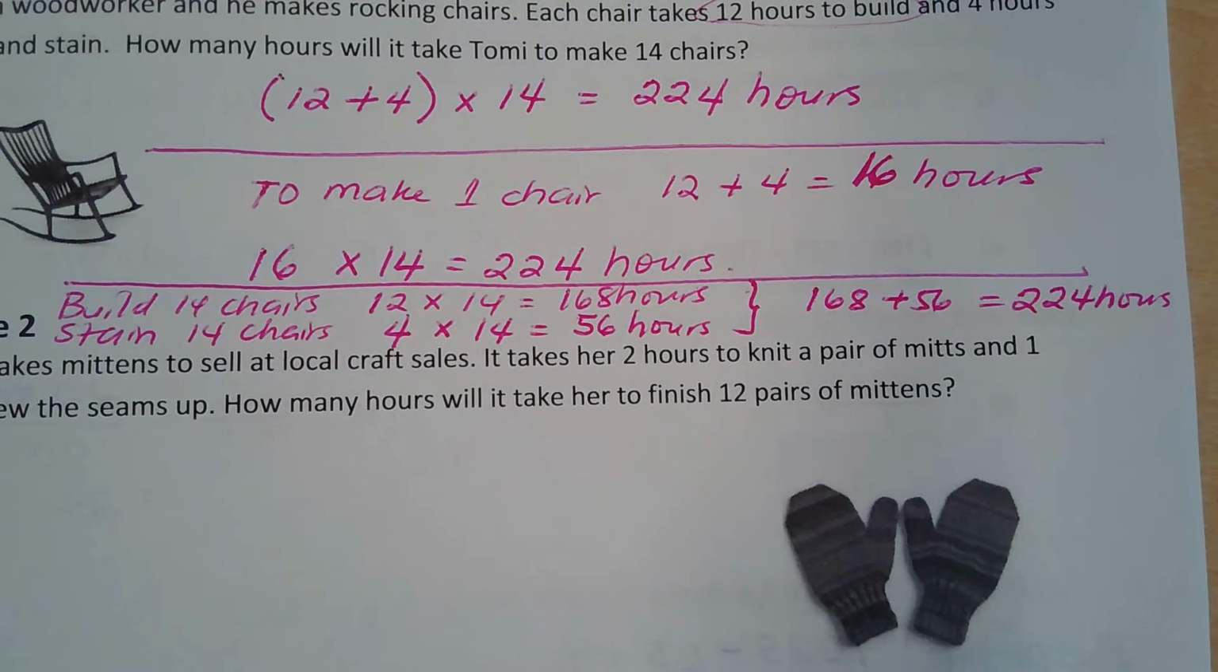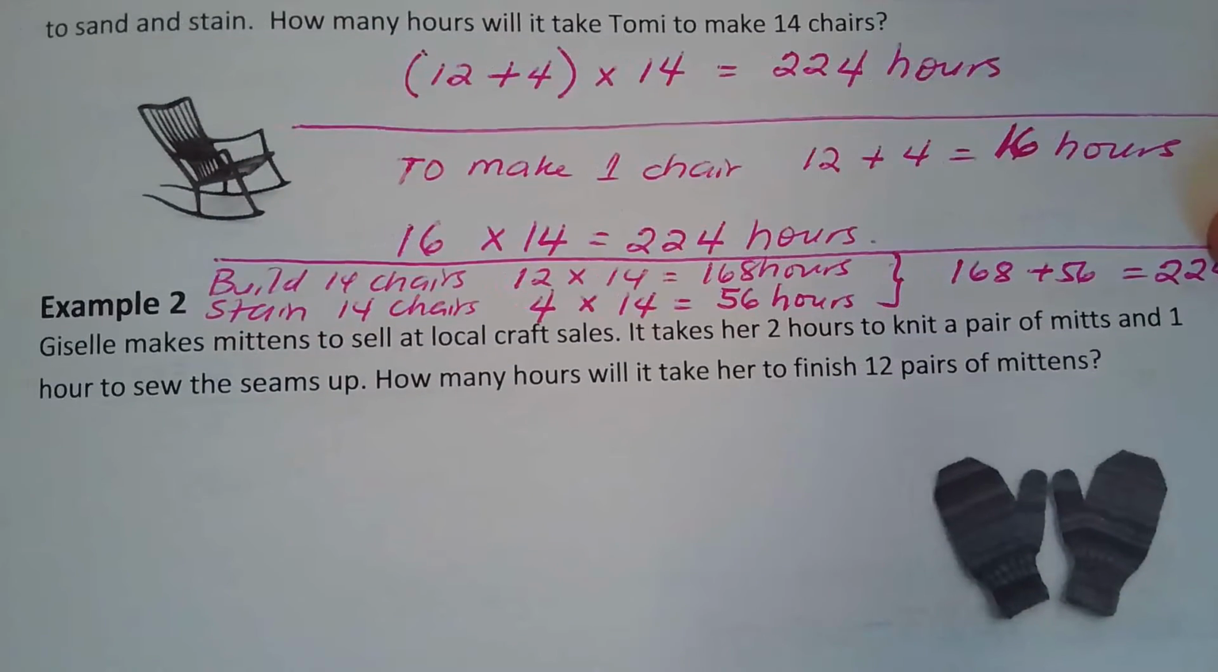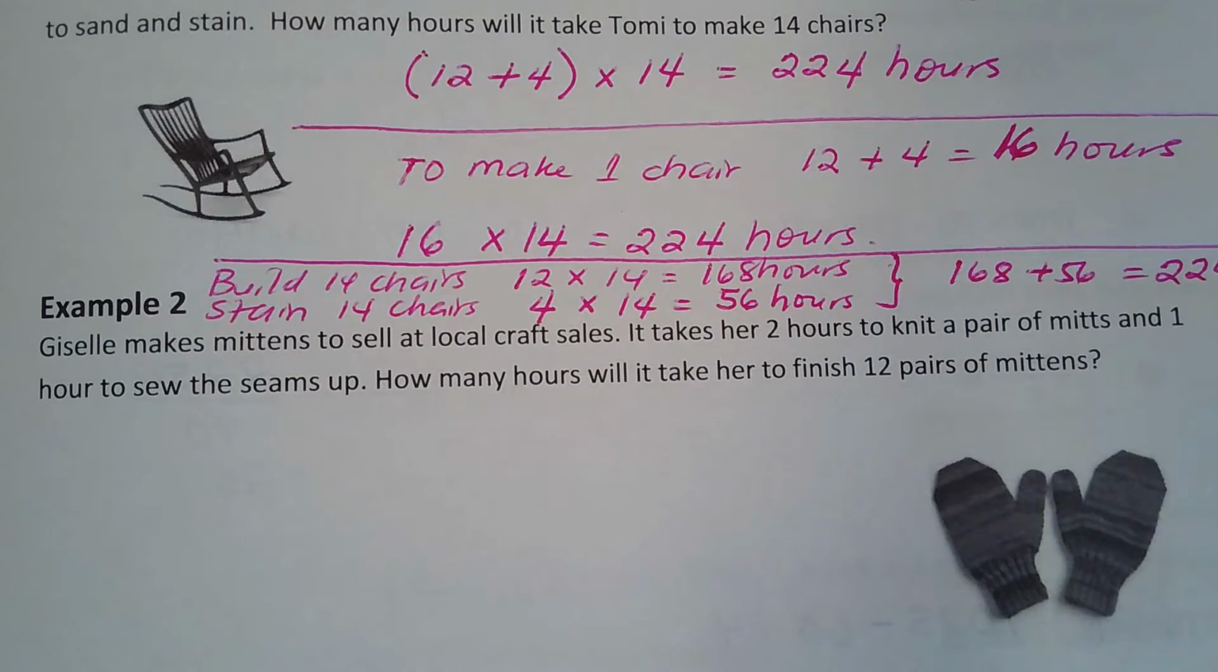Let's take example number 2. Now, this one here is slightly different. It says mittens. So it says here Giselle makes mittens to sell at a local craft sale. So to make a mitten, what's involved in here? 2 hours to knit, and then 1 hour to do the sewing. Knitting and sewing, 3 hours. 3 hours for what? 3 hours to make one, right? To make one here.